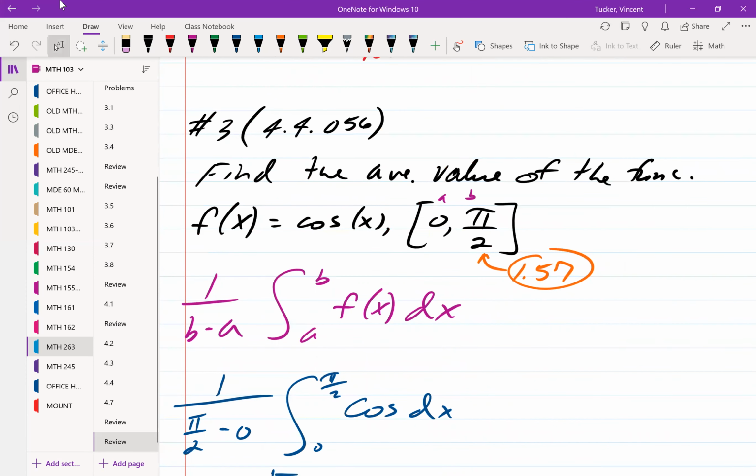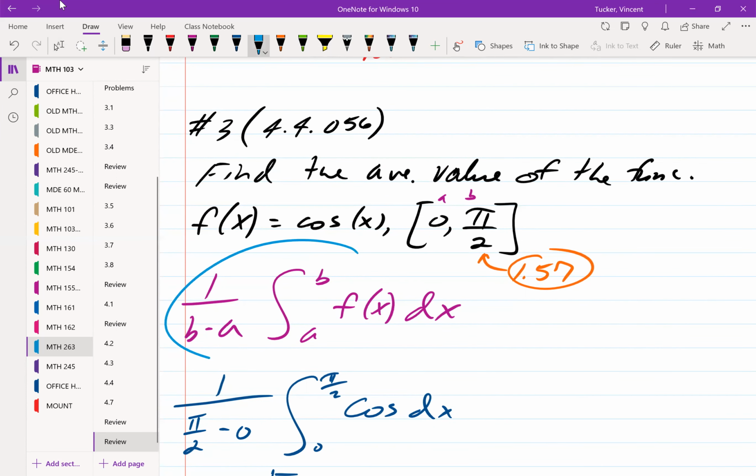Next one, number 3. We got 4.4.56. It says find the average value of the function. I think the direction was a little bit longer, but within this interval right here, we have f of x equal to cosine x. And then that interval is from 0 to pi over 2. Pi over 2 is 1.57. So you're talking about 0 to 1.57.